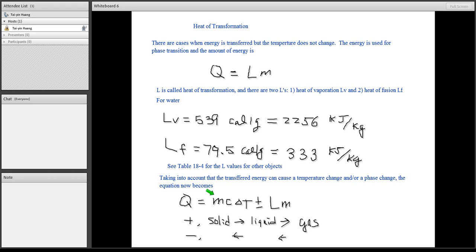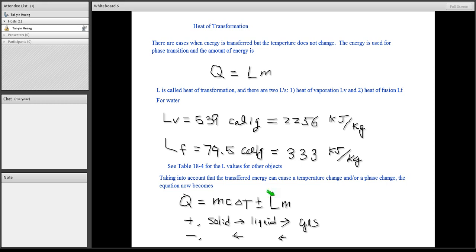So m is the mass, c is the specific heat, and delta T is the temperature change. Here we didn't put a plus or minus in front of the first term, because delta T itself will tell you whether the temperature is increasing or decreasing. So delta T can be positive or negative. And then you have the Lm, which is the heat of transformation. The heat of transformation can be positive or negative, depending on what phase transition takes place.